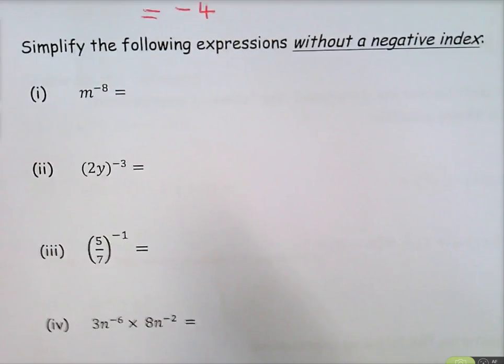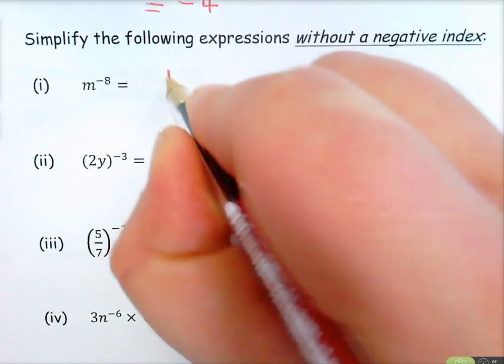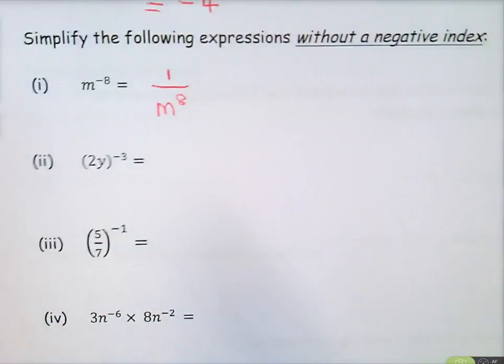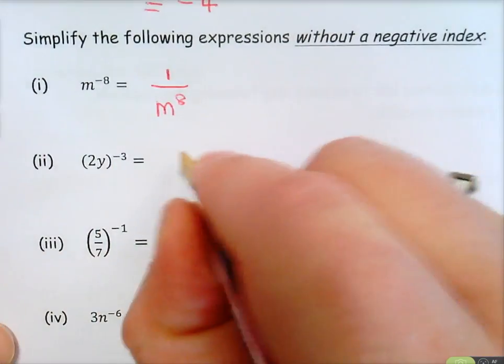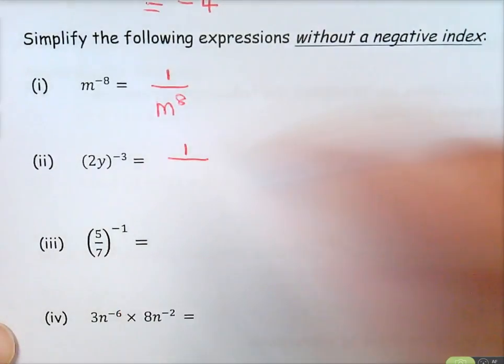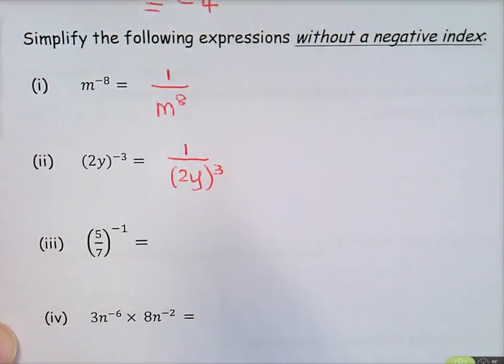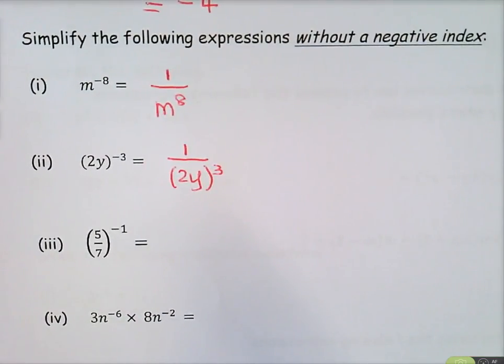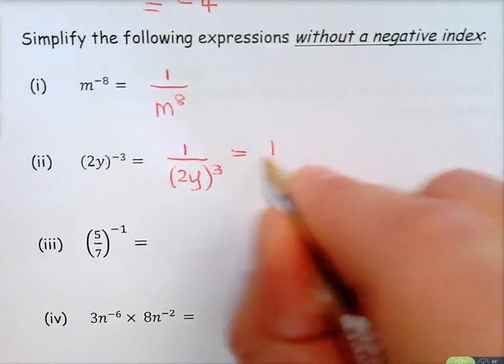Question 1b is to simplify the following expressions without a negative index. So the negative power, 1 over m to the power of 8. Now, a few people made a mistake with this next question. I would be taking care of my negative power first. Negative power means 1 over whatever else you've got, you write it down. 1 over 2y in brackets cubed. Okay, that's what the negative power is, 1 over, puts it on the denominator. So it's 2y cubed on the denominator, which is 1 over.